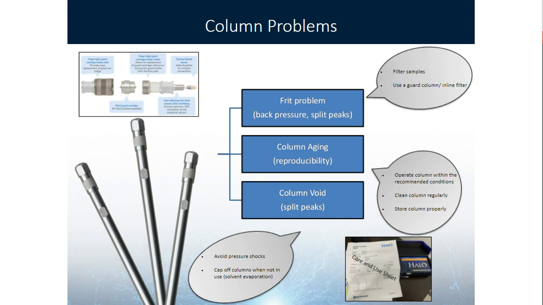And then a column void in the head of your column can also lead to split peaks. Now, how does this happen? You really want to avoid pressure shocks. So you don't want to put a column on and accidentally have your pump at 5-10 mL a minute. This can really cause a void in the column head and lead to a lot of issues in terms of peak shape.